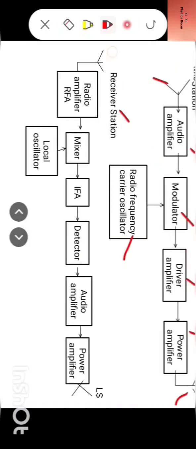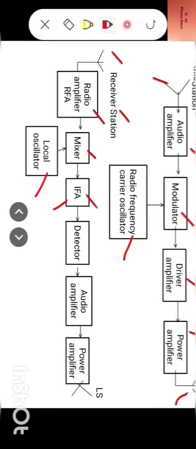The radiated signal is intercepted by antenna at receiving station and is amplified in a radio amplifier. The receiving station has a local oscillator which generates frequency equal to frequency difference between the received frequency through antenna and its own frequency. The difference is IF. The two frequencies are mixed in a mixer and we get the intermediate frequency, which is amplified in intermediate frequency amplifier, which is normally 455 kilohertz to 465 kilohertz.